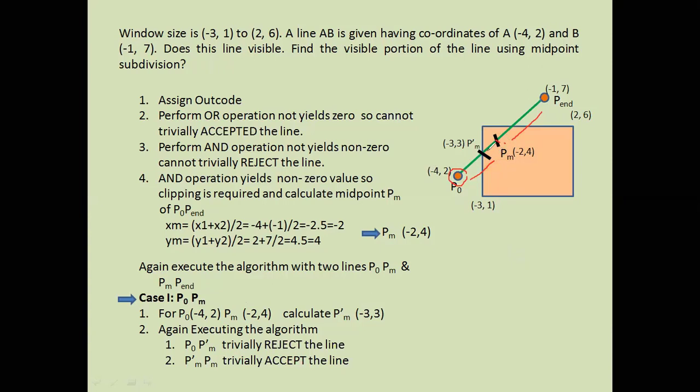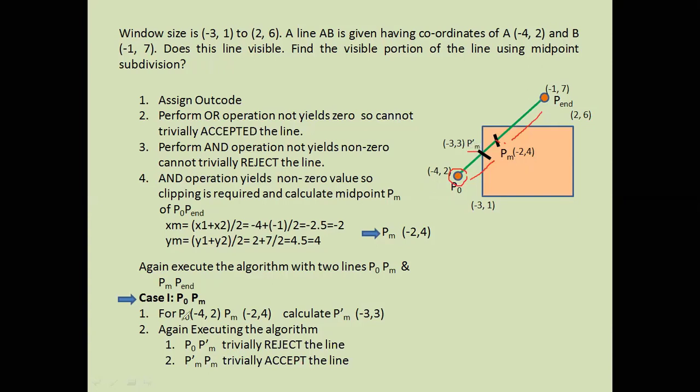We will perform the AND operation, OR operation, then AND operation, then again AND operation to see what we have to do. So clipping is required actually. With the help of the visibility of this figure, you can easily see that clipping is required. So we will calculate the midpoint of these two endpoints, that is, we have calculated P dash M.